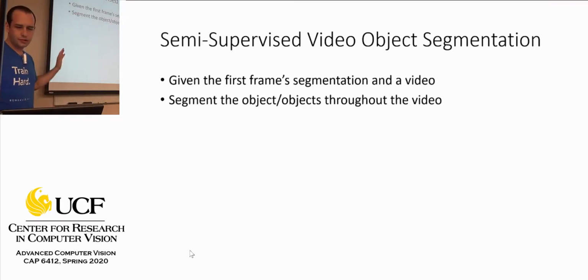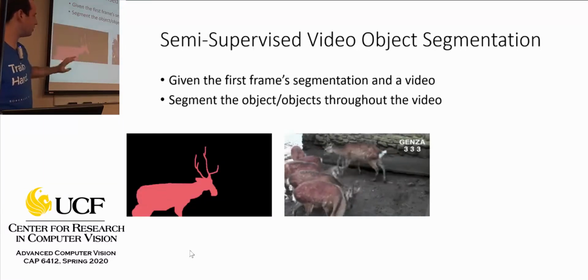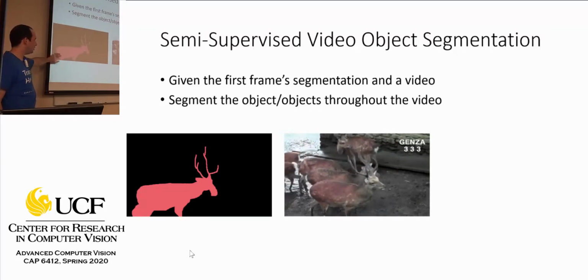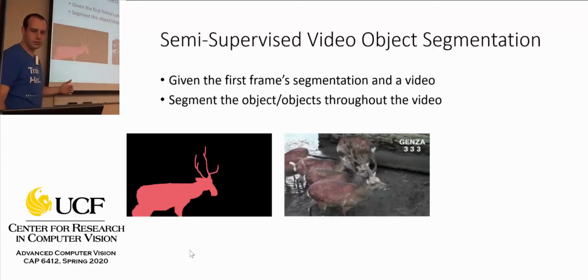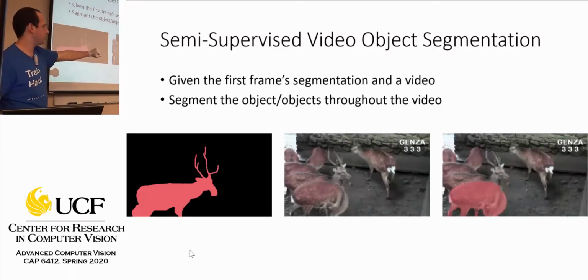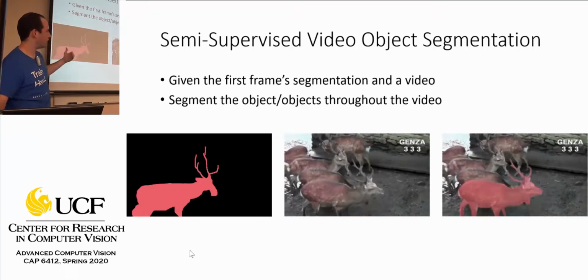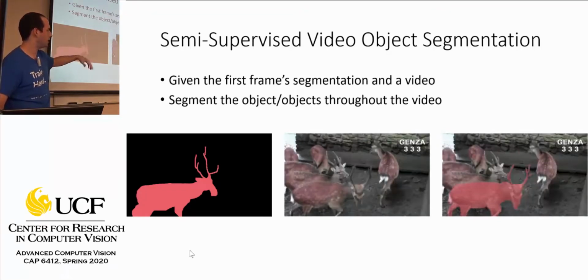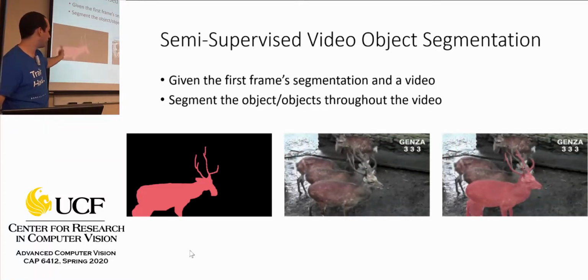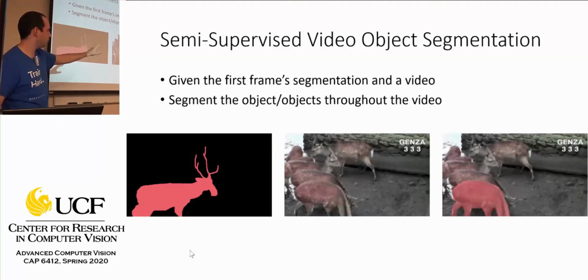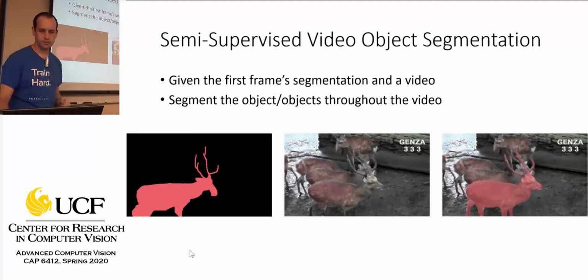So semi-supervised video object segmentation is, you're given the first frame segmentation of a video. So what you're given is these two things: first, the segmentation of an object in the first frame, and the entire video. And the goal of this problem is to segment that object throughout the video. So given this, we want to propagate that segmentation throughout the entire video, right? Even if the camera moves or the object moves, we want to segment that object over the entire video.